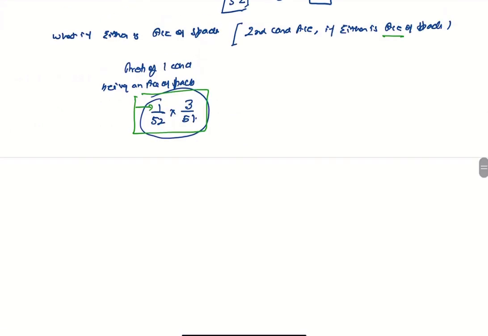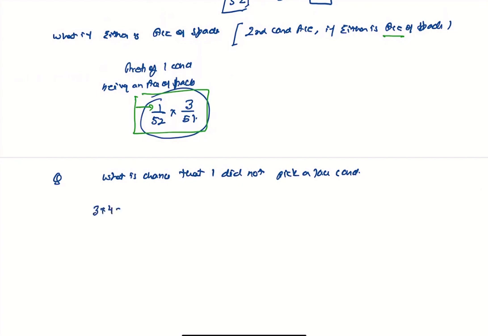Moving on to other questions. Draw one card from 52. What is the chance that I did not pick a face card? So the number of face cards is 3 times 4, that is 12. The chance of picking a face card is 12 by 52. Not picking is going to be 1 minus 12 by 52, or 10 over 13.